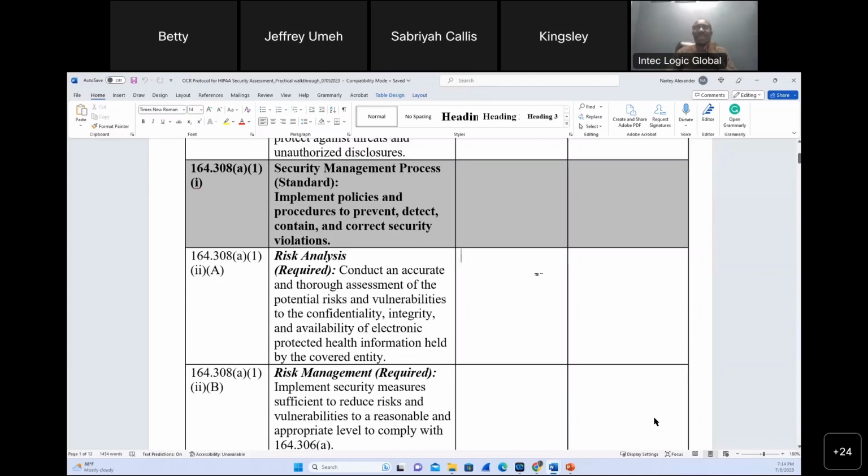You have a point there, but let us be specific. So I come to you, I said, okay, HIPAA requires that you perform risk analysis, and the statement says conduct an accurate, thorough risk assessment. So what document? Yes, Ruth.